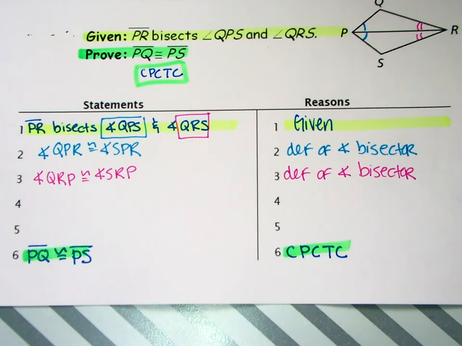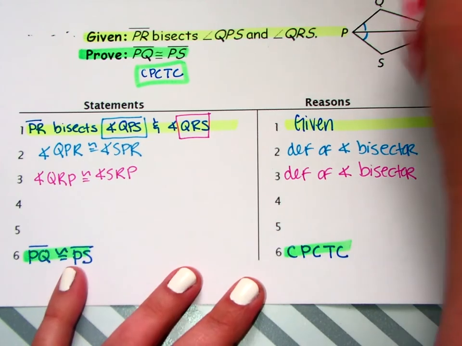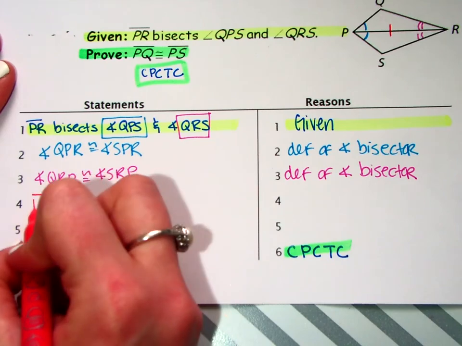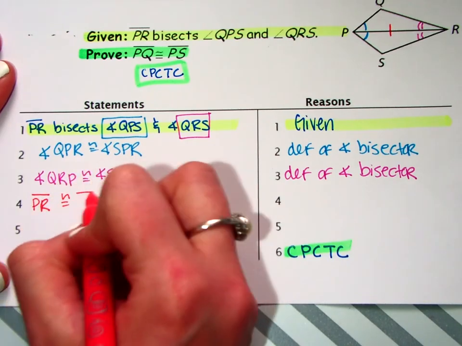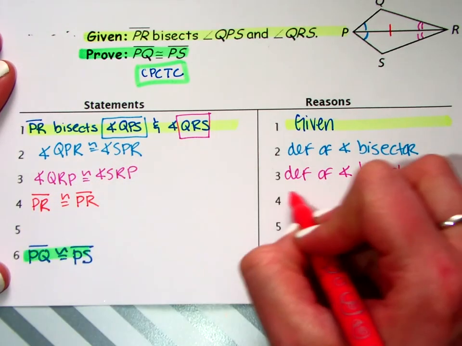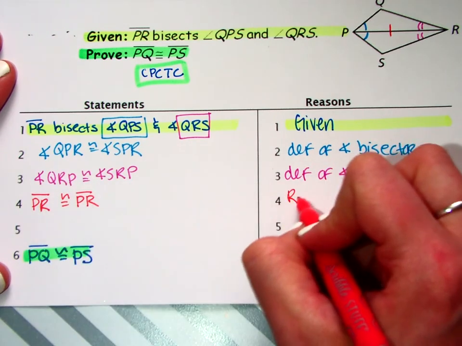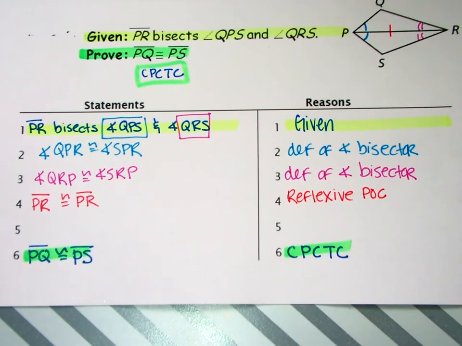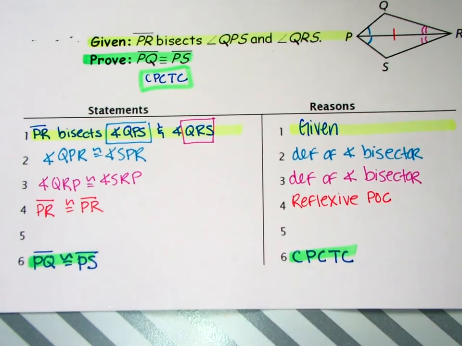Immediately my mind should go to, okay, these triangles are side by side. That means they have to actually share a side. Side PR. So segment PR is congruent to segment PR. And remember, it's called the reflexive property of congruency. Now I have enough on my picture to determine that the triangles are congruent.